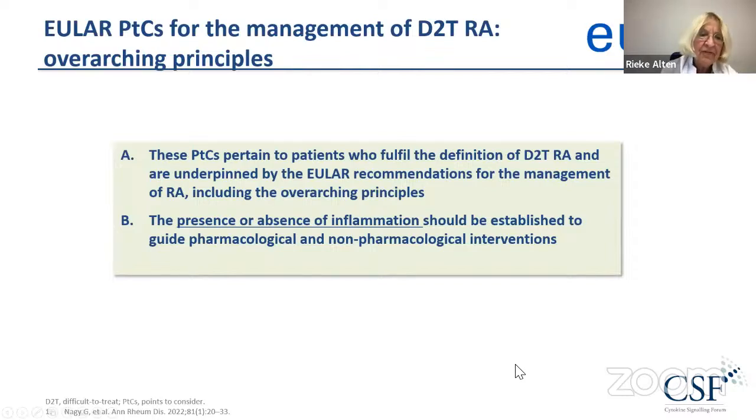So the EULAR has defined the difficult to treat rheumatoid arthritis patients. And every day we see patients, and these patients pertain to fulfill the definition of difficult to treat patients with rheumatoid arthritis. And by the new EULAR recommendations for the management of rheumatoid arthritis, we now have clear recommendations what we shall do with these patients. And what is so important to detect these patients, the presence or absence of inflammation should be established to guide pharmacological and also non-pharmacological interventions. If we see a patient, especially in our daycare, as I saw some patients today, they have about 28 painful joints and no swollen joints, and have had several DMARD treatments without any effect, then you really have to double check the diagnosis. Next slide, please.